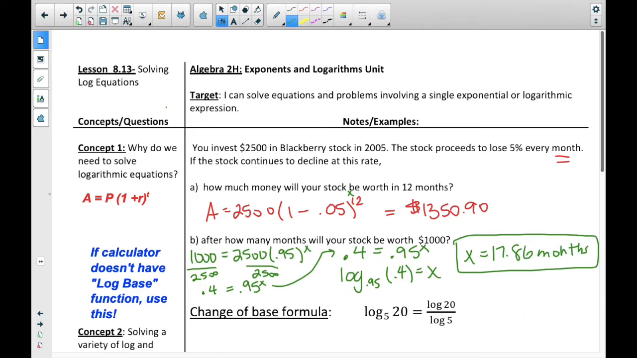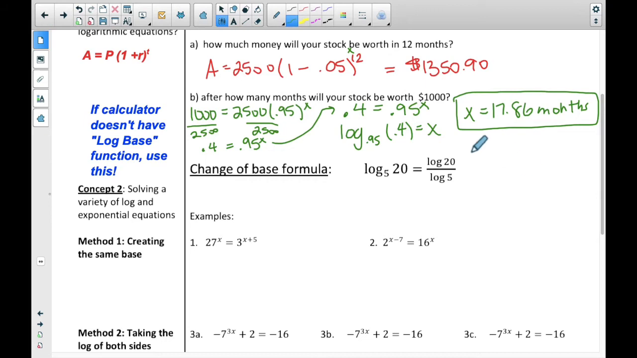Okay, let's talk about another thing. We have that log base button. Most of us have that log base button on our calculator. Some of you don't. If you have an older calculator, you don't have that log base button, and you might have been looking through it for the past couple of days. Sorry, but those people with older calculators don't have it.